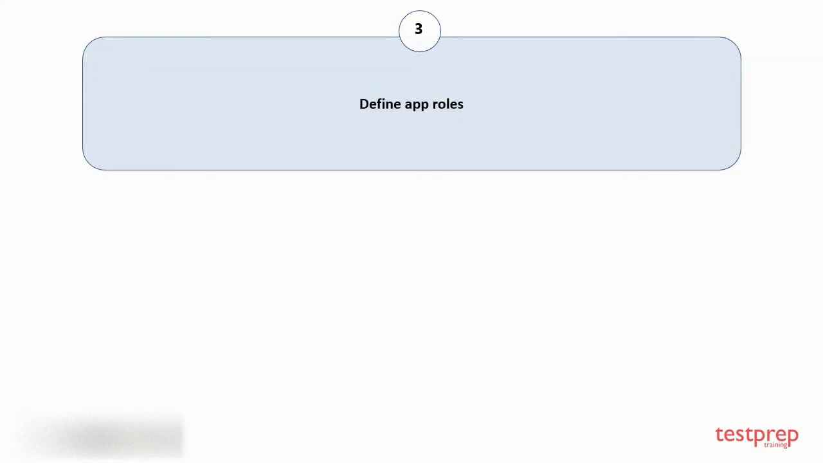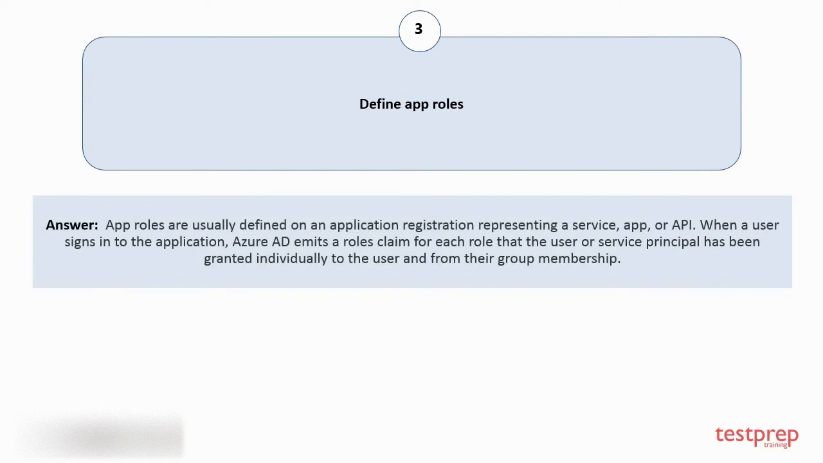Question number 3, define app roles. Your answer is: app roles are usually defined on an application registration representing a service, app, or API. When a user signs into the application, Azure AD emits a roles claim for each role that the user or service principal has been granted individually to the user, and from their group membership.